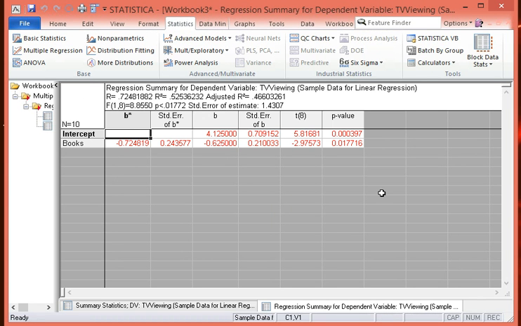Okay, so here there are a couple of things that you would like to look into above. You have here R, which is basically the correlation between the number of books read and TV viewing, which is relatively high. And then this is the variance explained, 0.52. If you convert that into percentage, it suggests that 52.5% of the variance in TV viewing may be explained by the number of books read.